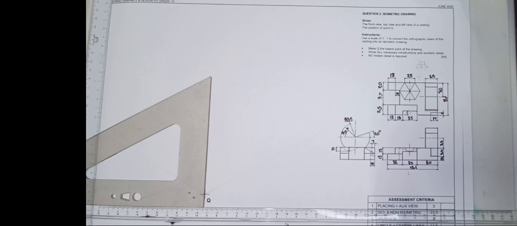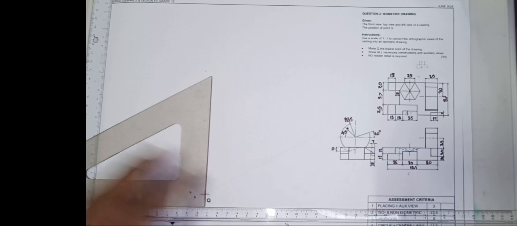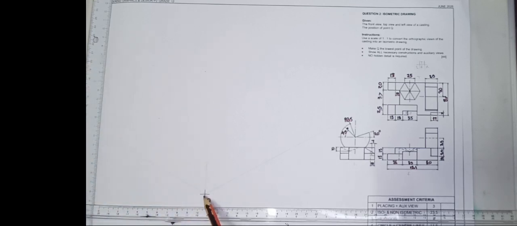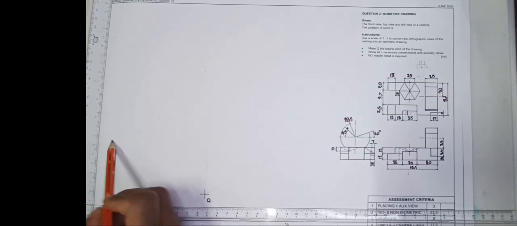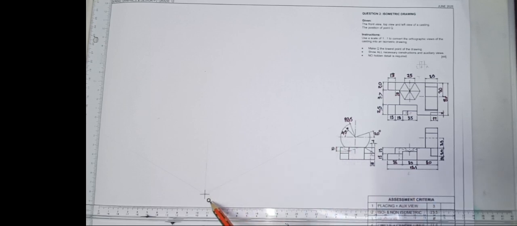And you are also given the starting position of point Q. If you are given a starting position of point Q, it means you have to start here. No one is going to start there, no one is going to start here. We are starting here. You are also instructed to make a drawing of the casting in isometric drawing. Make Q the lowest point of the drawing. Show all necessary constructions and auxiliary views. No hidden detail is required.